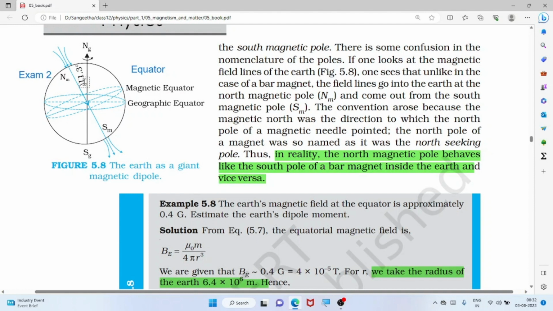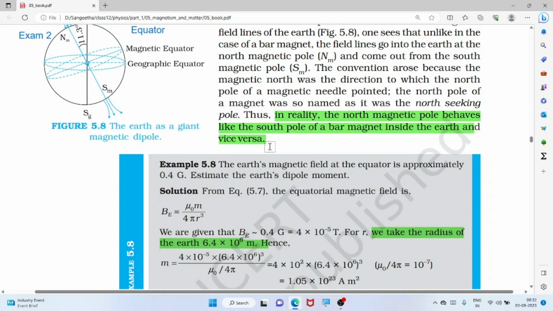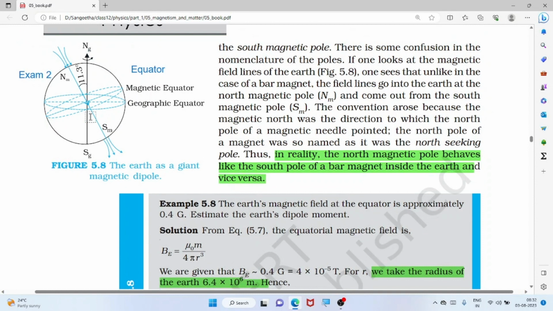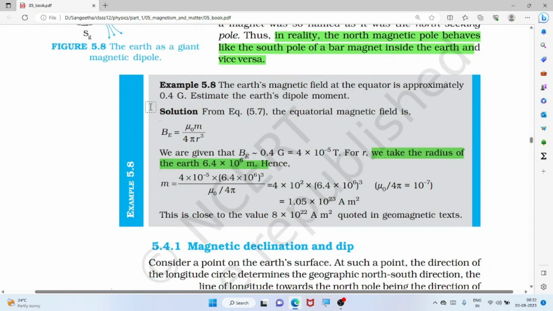This is the angle of declination, and the angle between the magnetic equator and the geographic equator is the dip. This north magnetic pole behaves like the south pole of the bar magnet inside the Earth, and vice versa. See, the bar magnet and the poles of the Earth behave oppositely. The radius of the Earth is approximately this much.